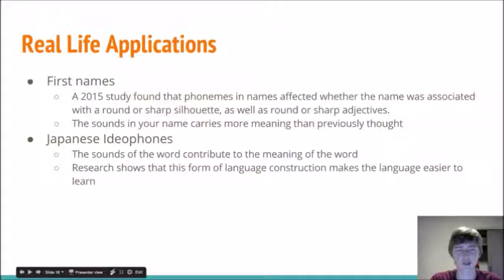Some more research that's been done that applies to real life. Some researchers found that the phonemes in your first name can affect people's perceptions of you, and they showed this by giving a bunch of first names and a bunch of silhouettes of people, and they found that people who had round or sharp consonants in their name, like in the Boba and Kiki study, would be more likely to be associated with round or thin silhouettes. So again, it's evidence that the sounds in your name carry even more meaning than previously thought.